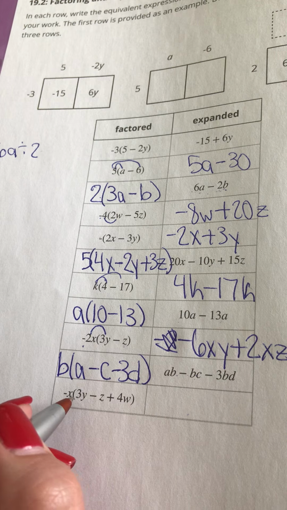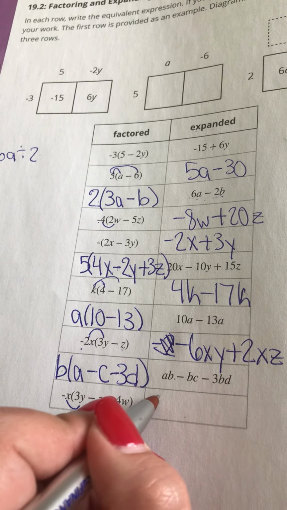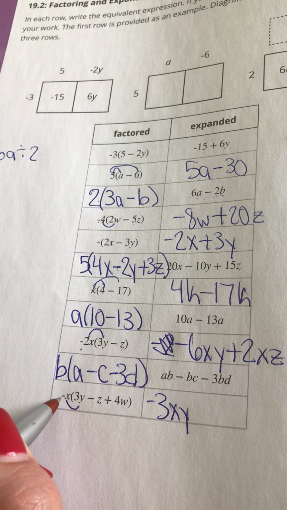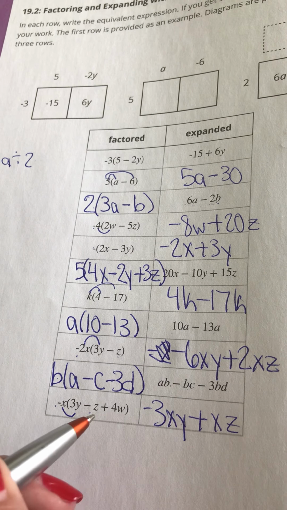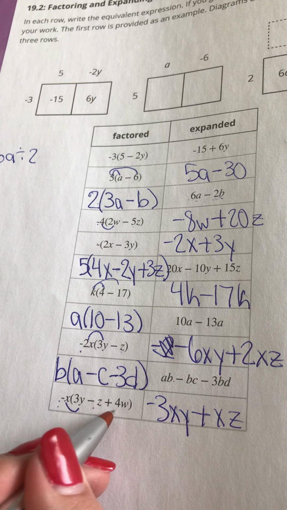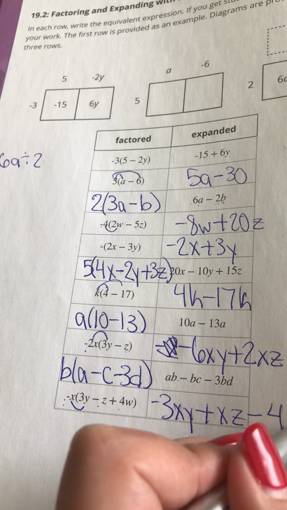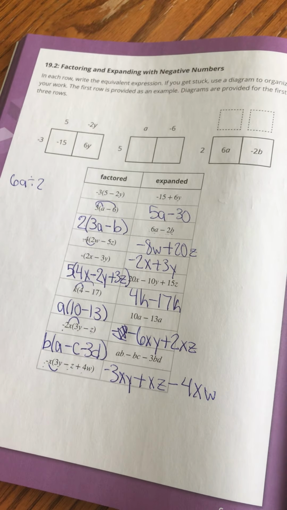And then negative x times 3y is negative 3xy. Negative x times negative z is a positive xz. And negative x times a positive 4w is a negative 4xw. And so that's what your table should look like.